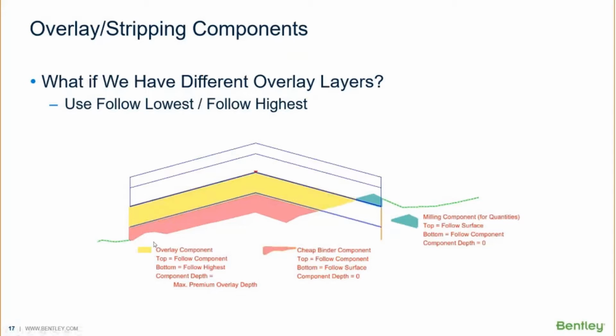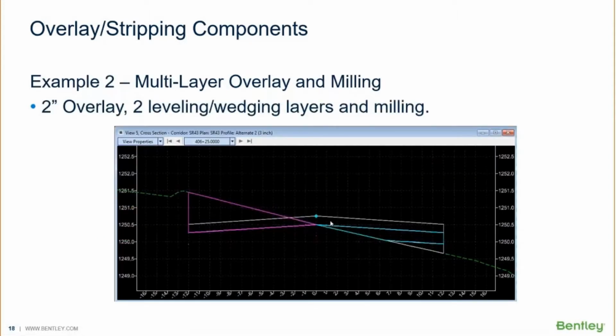So maybe we have a case where we have an overlay layer up here, which costs a little bit more money than maybe just a cheaper binder layer that would be used just to fill in some ruts and potholes and things like that. So how would we design a template like this? So let's take a look at that.